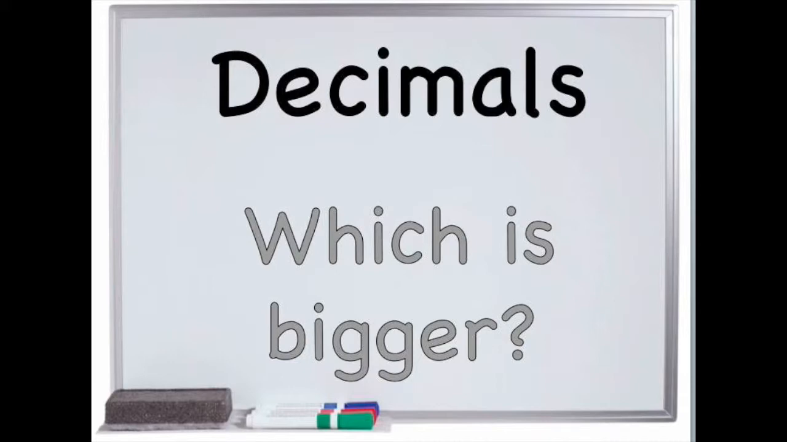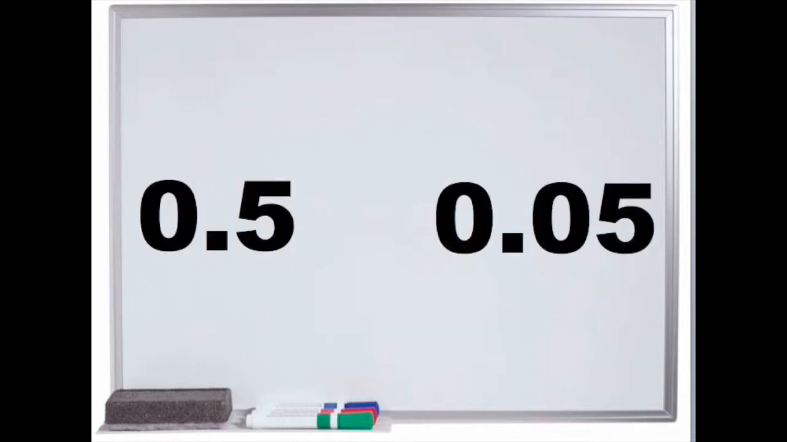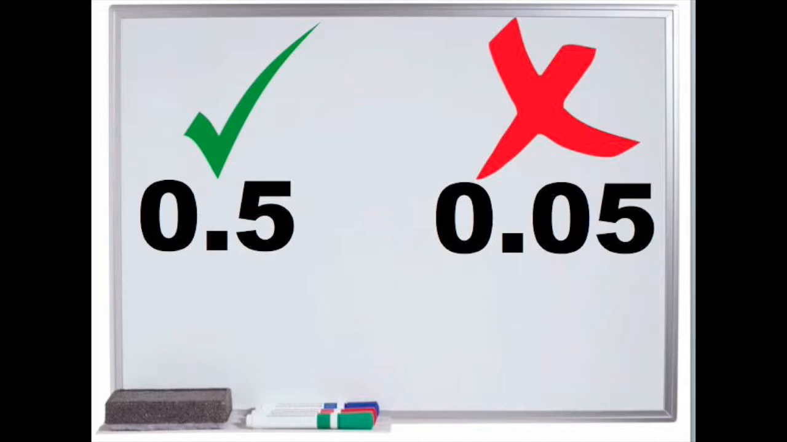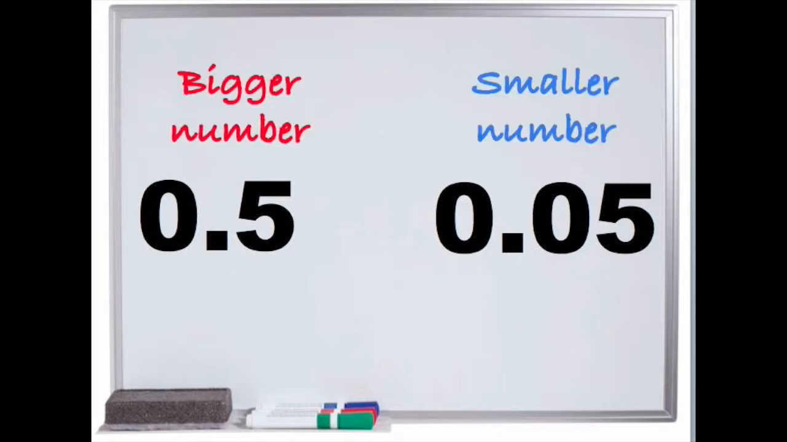In this lesson, we are talking about a way to work out which decimal is bigger. If you had to pick which one of these numbers was bigger, which one would you pick? The left number or the right number? 0.5 or 0.05? If you picked the left, you were correct. Let's have a look at why 0.5 is bigger than 0.05, even though 0.05 is longer in length. Usually the longer number is the bigger number, but with decimals it doesn't always work like that.